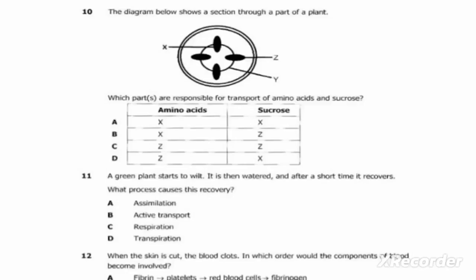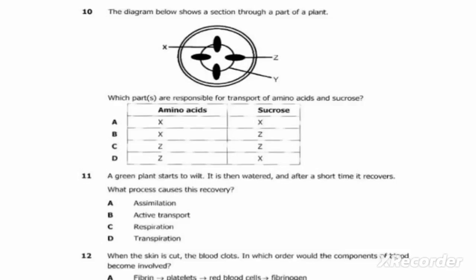Okay, we shift to the next question, which is question 10. Question 10, the question reads, the diagram below shows a section through a part of a plant. Which part or parts are responsible for transport of amino acids and sucrose? So the vessel that is responsible for transportation of manufactured foods. Amino acids and sucrose are manufactured foods. So the one that is responsible is phloem vessel.